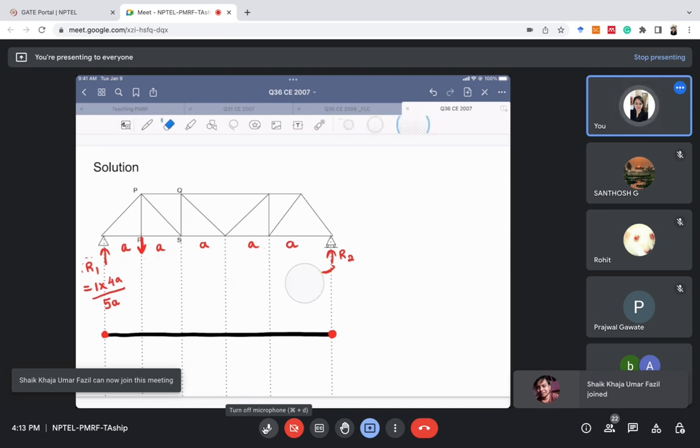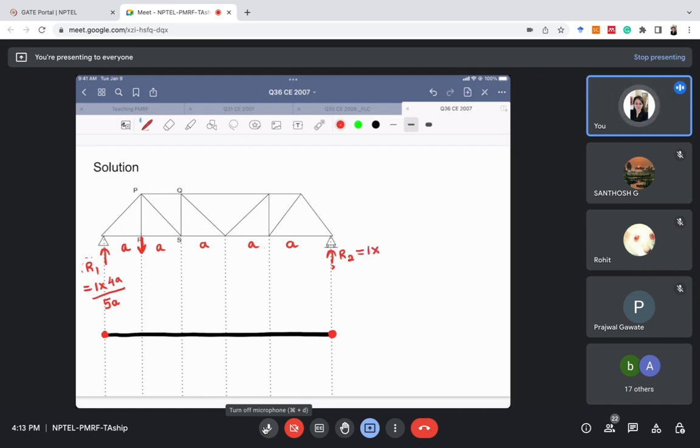Similarly, I'll calculate the reaction R2 as well. The reaction R2 will be 1 multiplied by, why 1? Because we are applying a unit load here. 1 multiplied by the length after the unit load. Here also, for this support we took the length after the unit load, which is A. So 1 into A divided by the entire length, 5A. This is a quick method to calculate the reactions, and you can also use it for beams. So we have calculated R1 and R2.